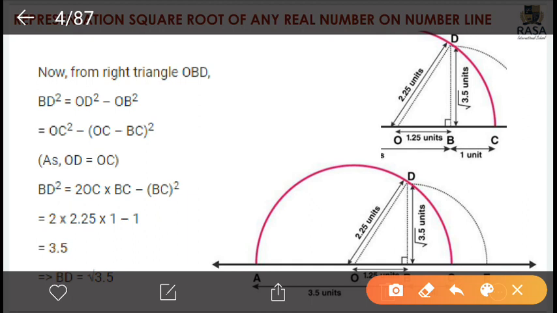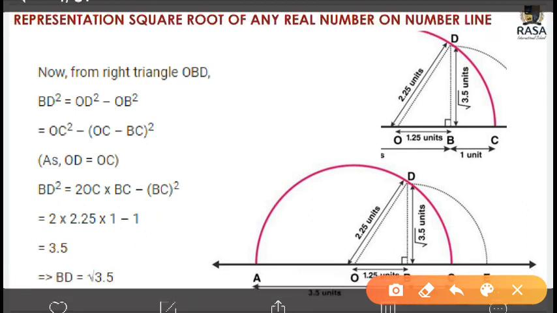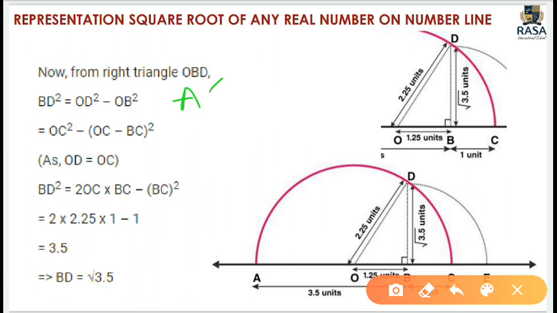Okay, so AC entire length is 3.5 plus 1, that is 4.5.